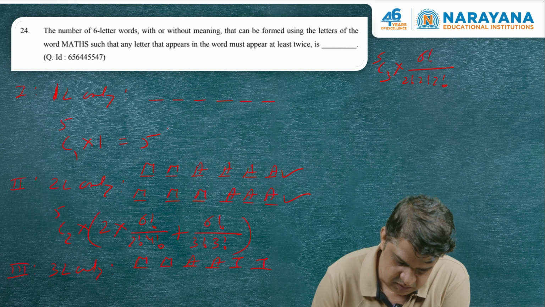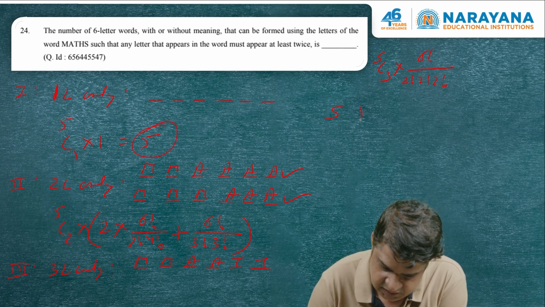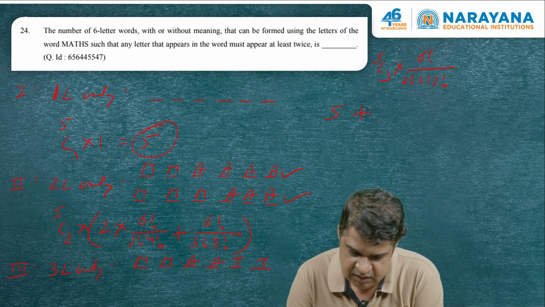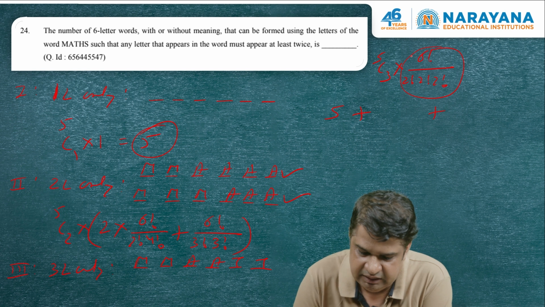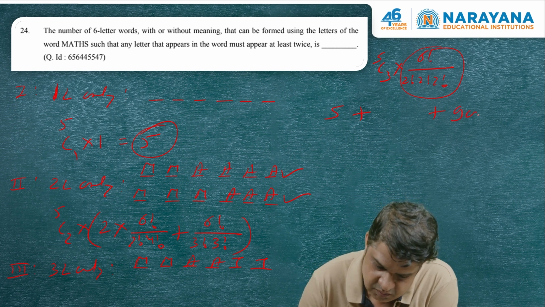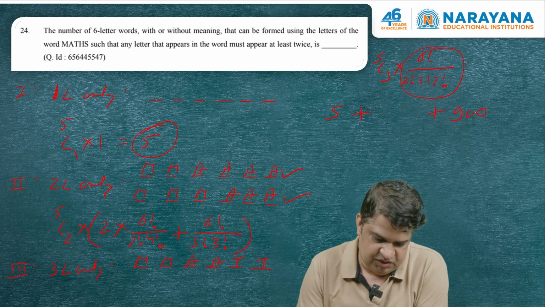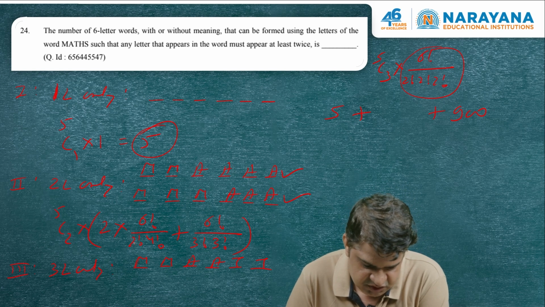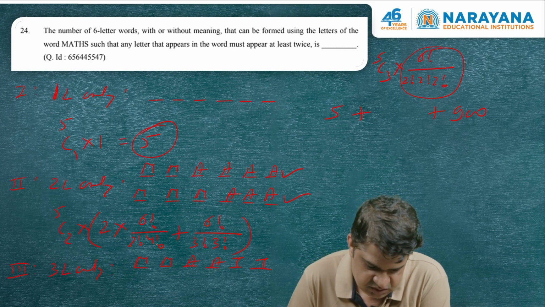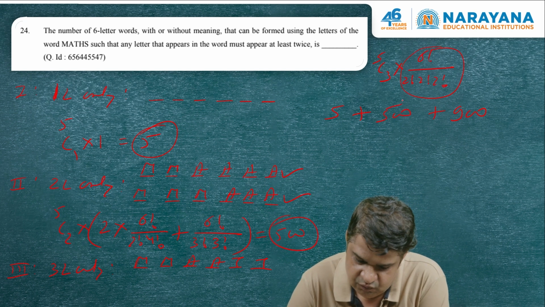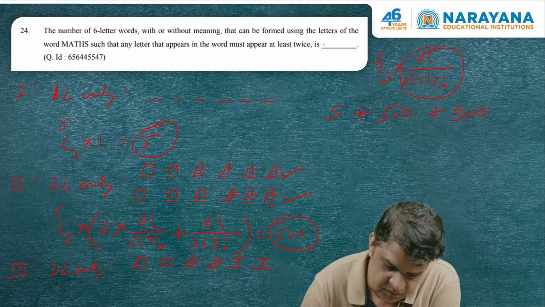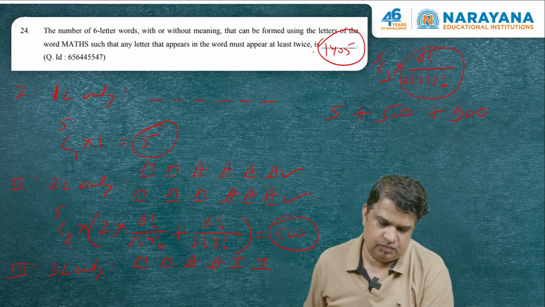So, case 1 answer is basically 5 plus. First calculate case 3 answer, na? It is simple, 720 by 8, 90 into 10. So, it will become 900. Now, this one. So, this one when we calculate this will come out 500. So, our answer will become 1405. Okay.